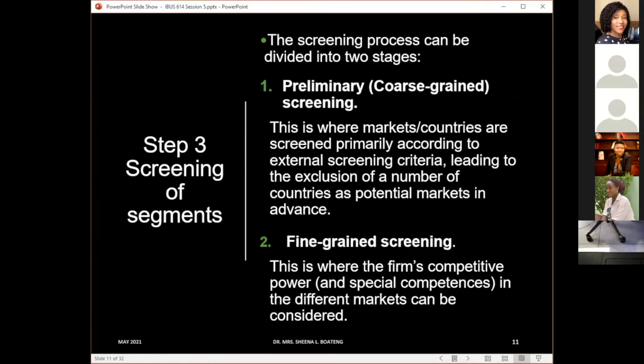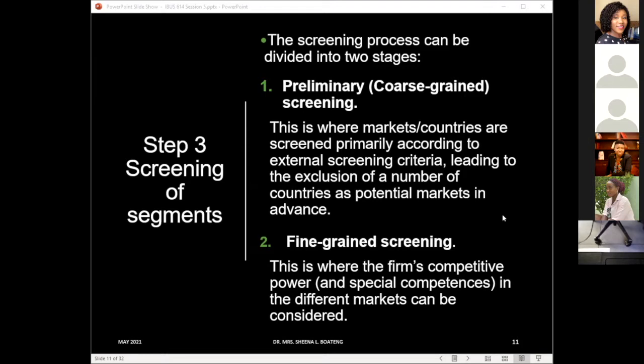Now, in terms of screening, there are two main forms of screening that global marketers engage in. The first one is what we refer to as preliminary screening, right? Also referred to as coarse-grained screening. And then we have the second type, which is referred to as fine-grained screening. So with the coarse-grained screening, we are screening primarily according to external screening criteria, right? Like the general characteristics that we talked about, political factors, geographic factors, language, among others.